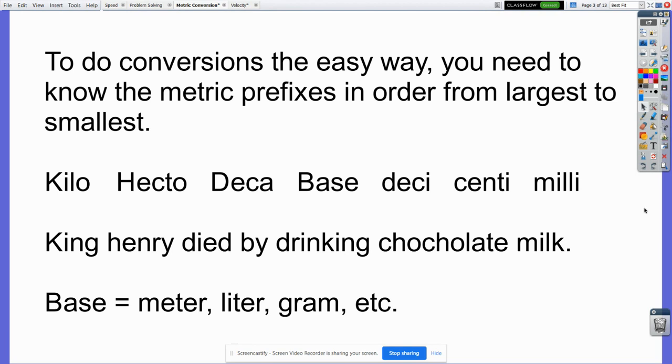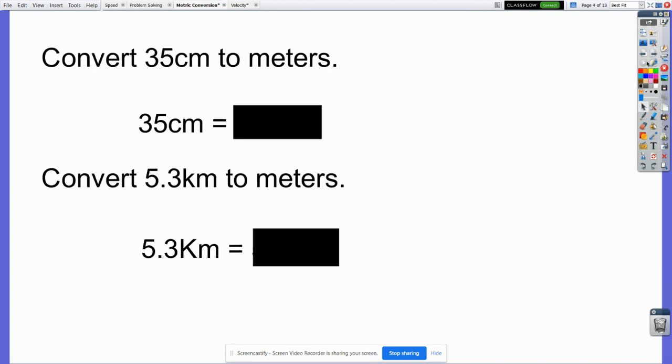The mnemonic device that's taught in lots of different places in order to remember that is the sentence, King Henry died by drinking chocolate milk. The K in king for kilo, the H in Henry for hecto, the D in died for deca, the B in by for base, the D in drinking for deci, the C in chocolate for centi, and the M in milk for milli. It makes the metric conversions pretty straightforward, as long as you're within those 6 basic prefixes.